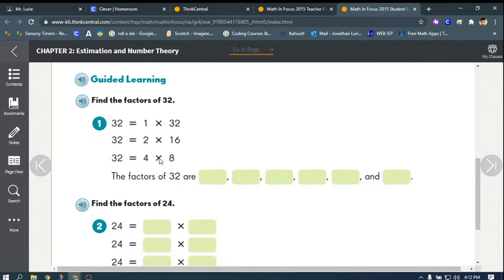So 4, well, it tells me right here, 4 times 8 is 32. Yeah, that checks out. Let me try 5. I know that 5 is not going to work because 5 times 6 is 30, and then 5 times 7 is 35. So 6, I know 6 times 5 is 30. We just said that. And 6 times 6 is 36. So no.